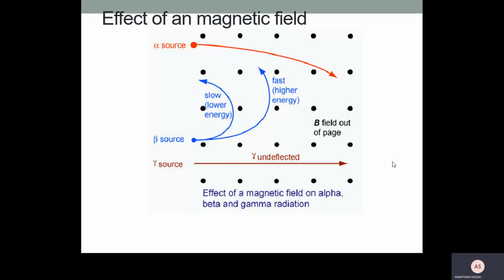Then FBI, right? F is force. Your thumb is force. Your index finger is the magnetic field direction. Your middle finger is your current. So B is out of the page. The current for the alpha is in that direction, and the force should be downwards. So it is deflected down. Correct. FBI.